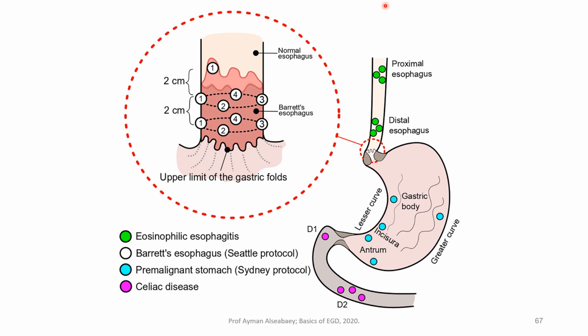These are the sites of biopsies for eosinophilic esophagitis, this green color. I will take from the proximal esophagus and the distal esophagus. For Barrett's esophagus, I will take 4 quadrants, each one 2 centimeters apart, like this, and one from this tongue. In pre-malignant stomach, Sydney protocol, you have to take two from the antrum, one from the incisura, and two from the gastric body. In celiac disease, you have to take one biopsy from the first part of the duodenum and one from the second part of the duodenum.